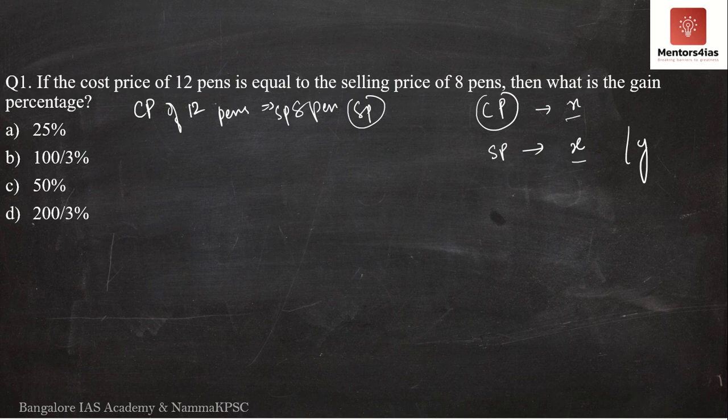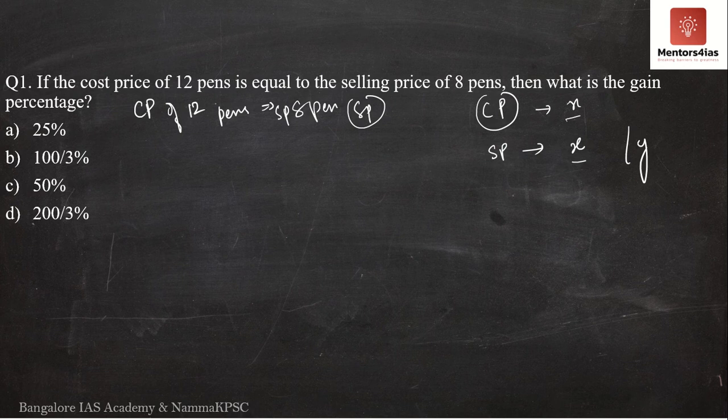So here, the question is talking about the cost price of 12 pens which is equal to the selling price of 8 pens. I am not going to equate the cost price of 12 pens with the selling price of 8 pens in order to determine the profit or loss. We have to always bring it to the same quantity. That is what I am trying to say. So what we will do here is make an assumption.